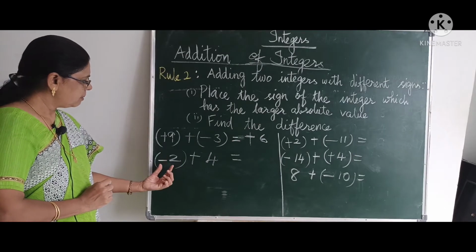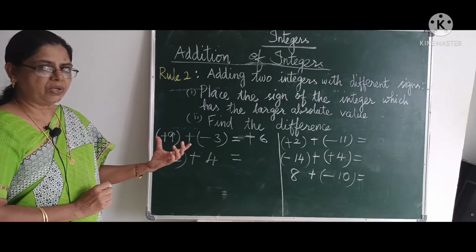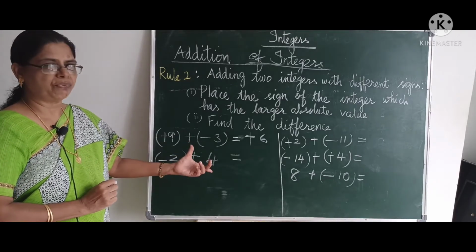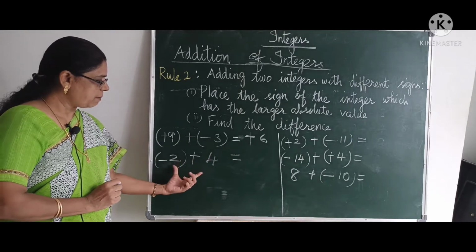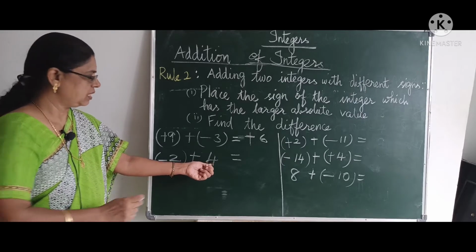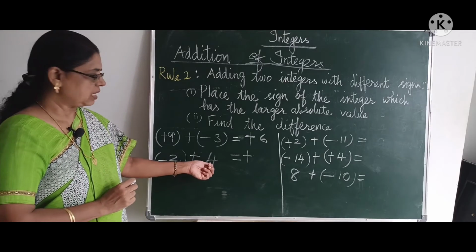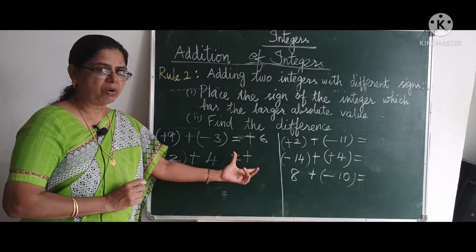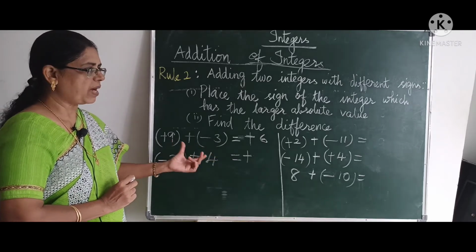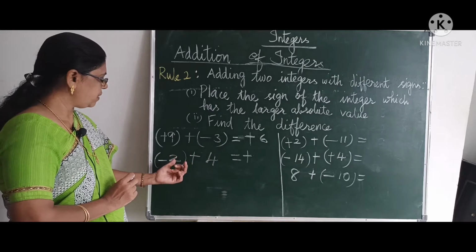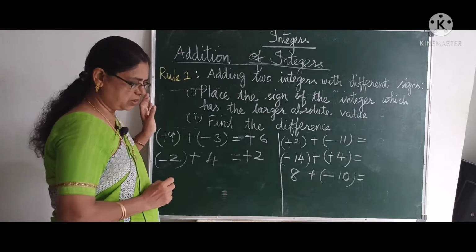The next one, minus 2 plus 4. Now get the numerical value, the absolute value. It is 2 and 4. Which is greater? 4 is greater than 2. Now in the sum, 4 is the positive integer. So you have to put plus. The answer is going to be a positive integer. So after deciding about the sign, now we are going to subtract the numbers. We are going to find out the difference. The difference between 2 and 4 is 2. So the answer is plus 2.